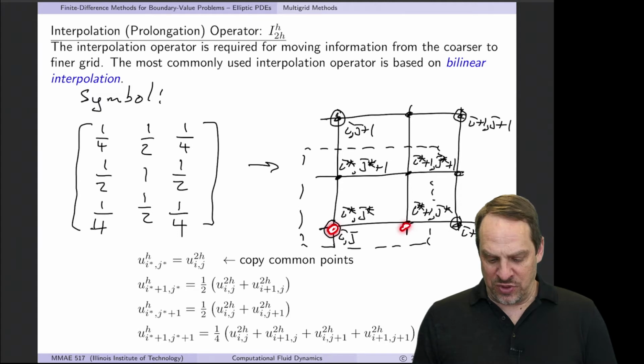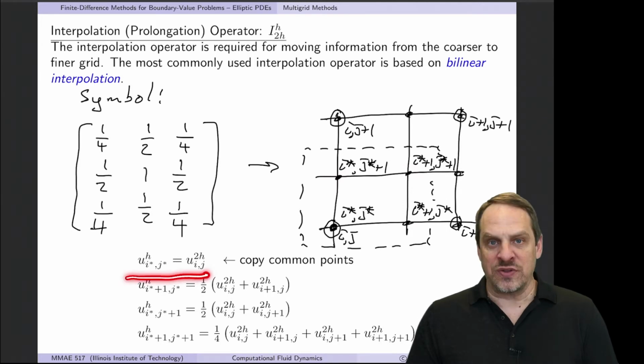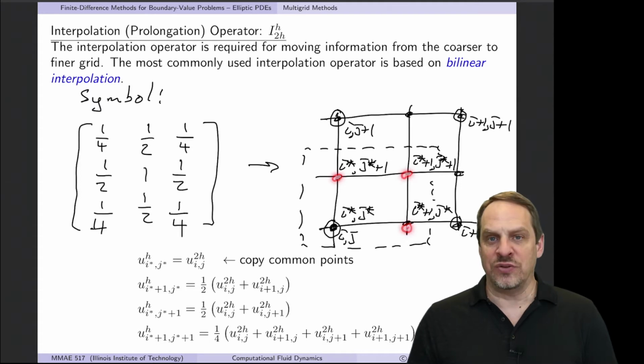Then the fine grid points fill in halfway between. So let's take this part of that subdomain. So we know the values here, here, here, and here on the coarse grid, and we need to fill in the values here, here, and here. We're just going to copy the values on the common points. So I star j star will just be the same as the value at ij. You see that here.